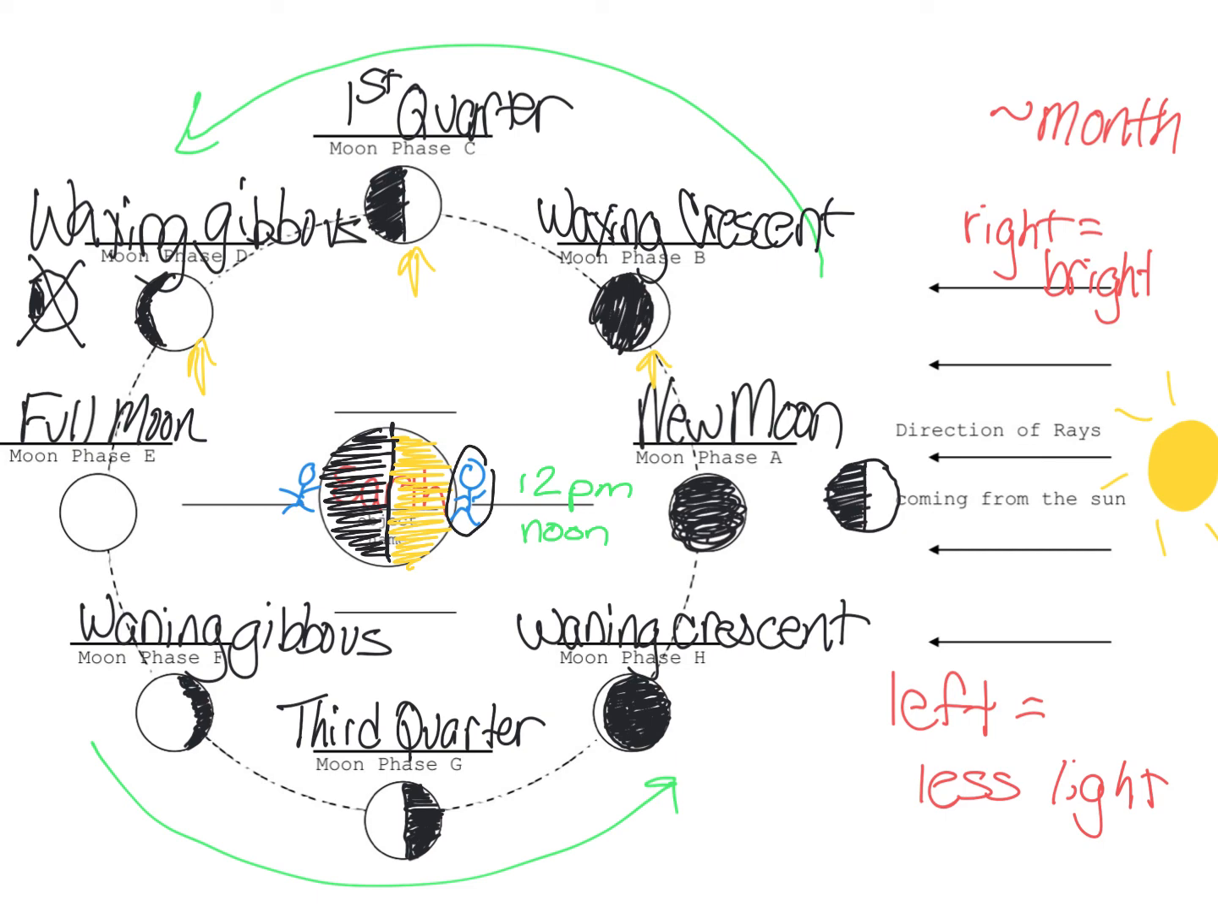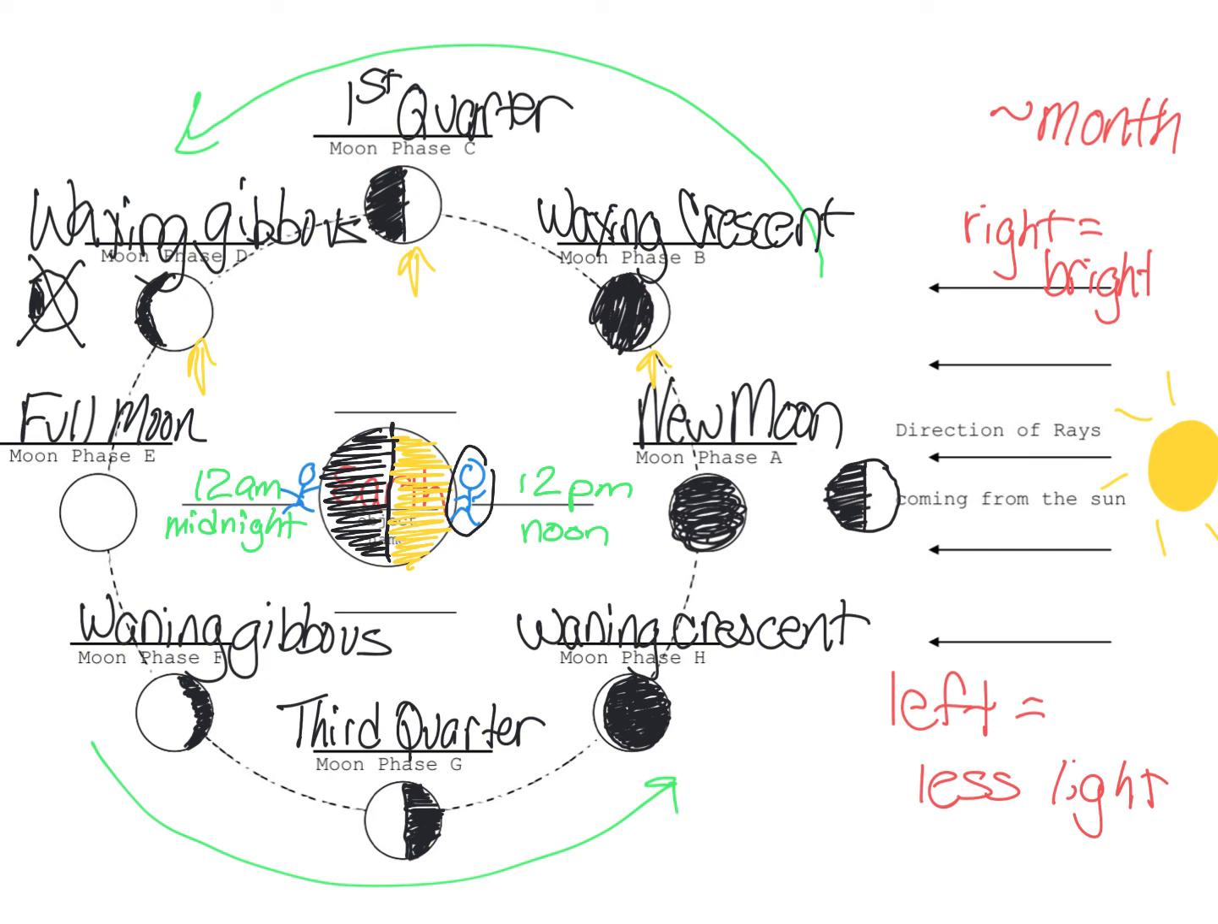Now contrast that with the man on the opposite side of the moon. He would be experiencing 12 a.m., midnight. Note that this doesn't mean that every midnight is a full moon, but it does mean that on the night of the full moon each month, it's highest in the sky and best seen at midnight.